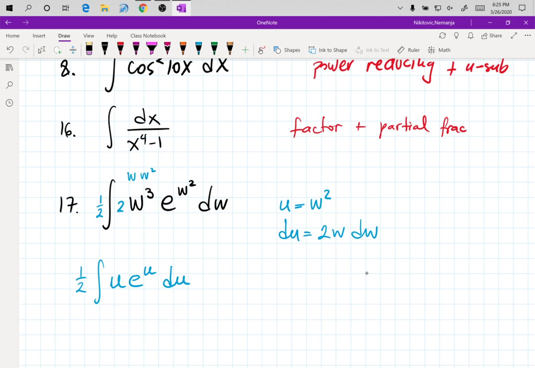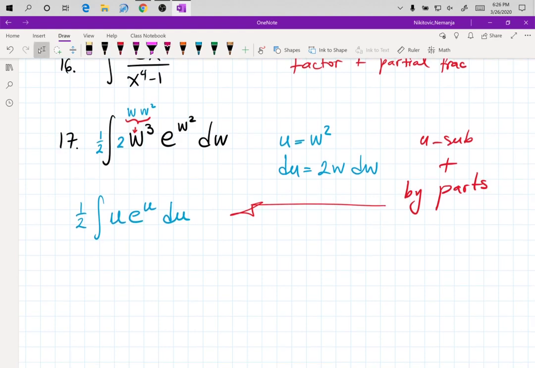And now this one is basic. So we have a u sub plus by parts. Once you convert it, this thing over here is going to be by parts. So it's a lot of practice, right? It's a lot of practice to get these things done.